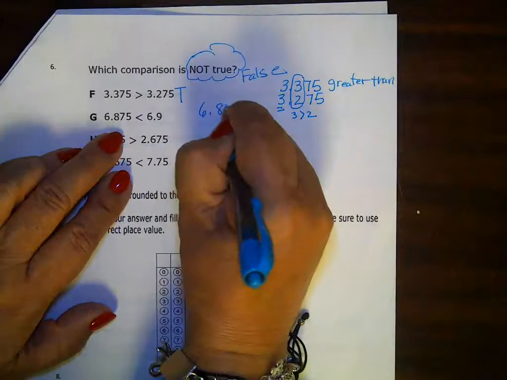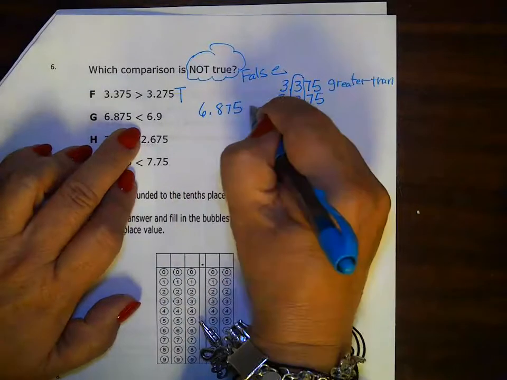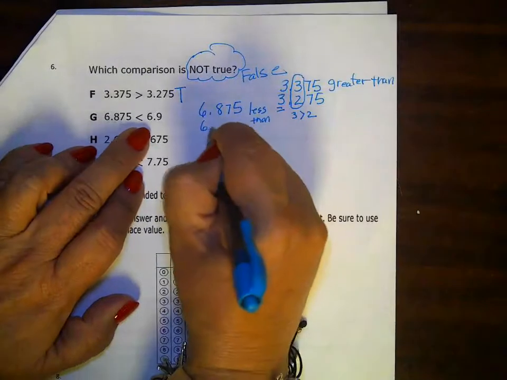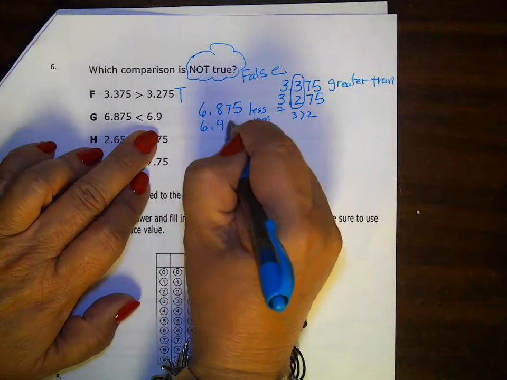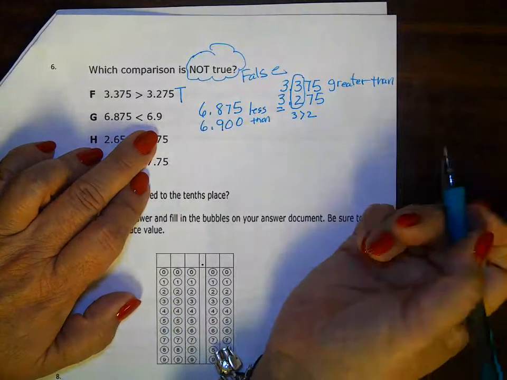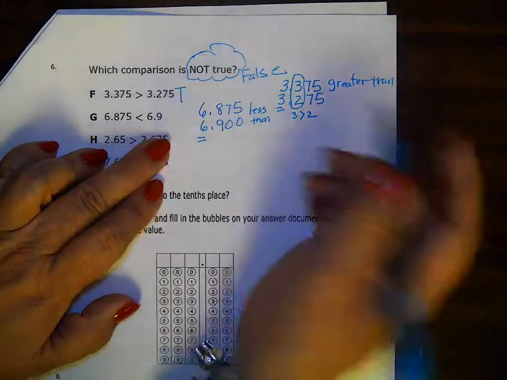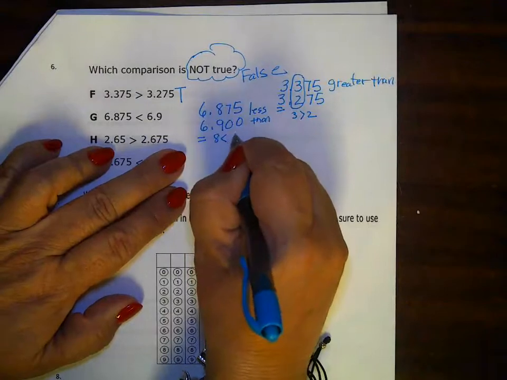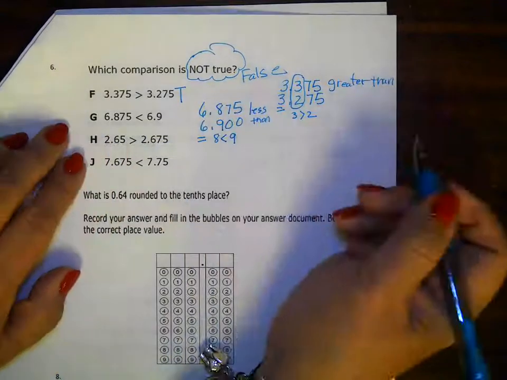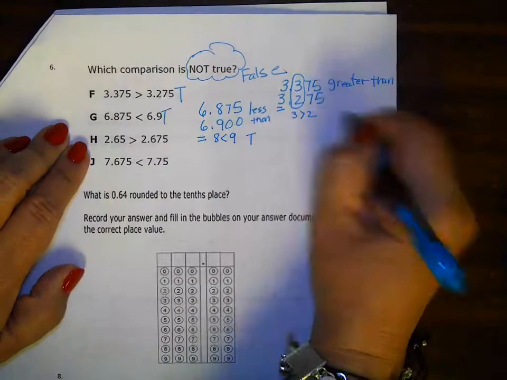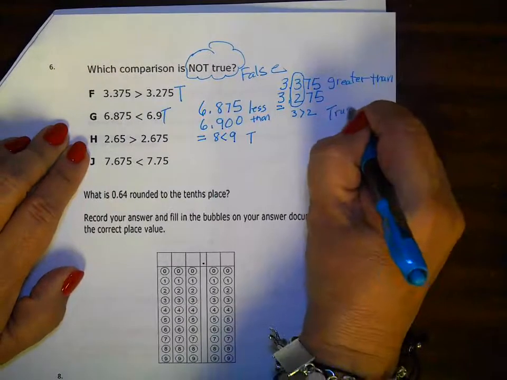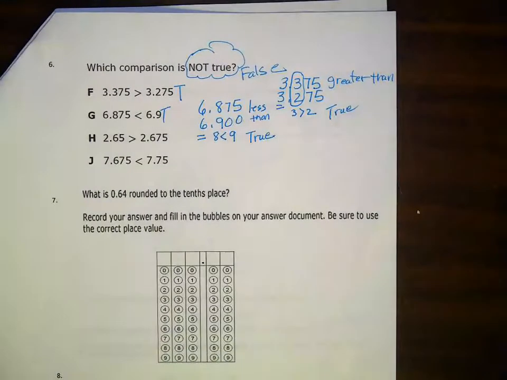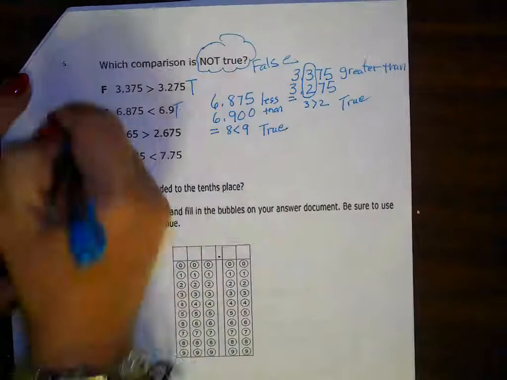6 and 875 thousandths. This says less than 6 and 9/10. I'm going to put my zeros for my heroes. This is equal. You can already see that, right? Well, 8 is less than 9, so this makes it a true statement. Very good. I'm just going to write out the word true so I can see that. So we know that right now we have 2 true statements. Let's look at this next one.